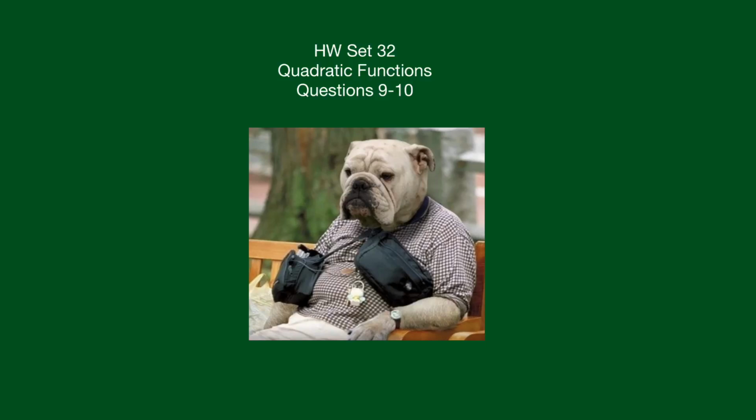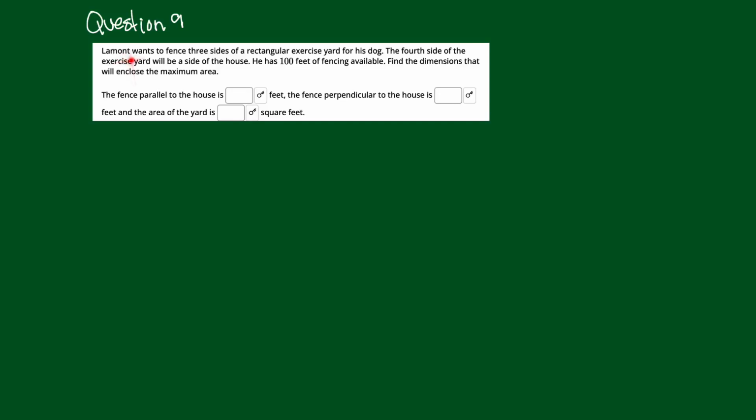This is homework set 32, questions 9 and 10. Question 9 tells us that Lamont wants to fence 3 sides of a rectangular exercise yard for his dog. So the fourth side of the exercise yard will be a side of his house. And he's got 100 feet of fencing available, and we're supposed to find the dimensions that will enclose the maximum area. So let's start here.